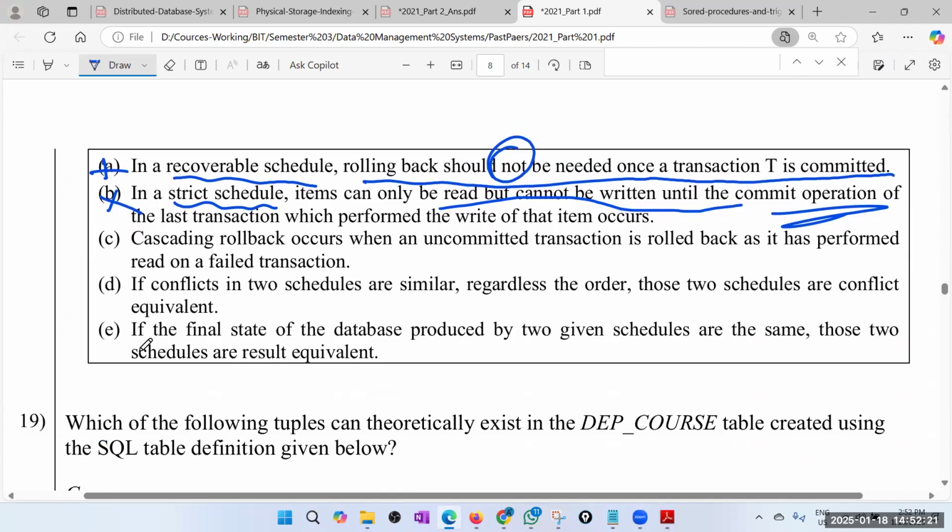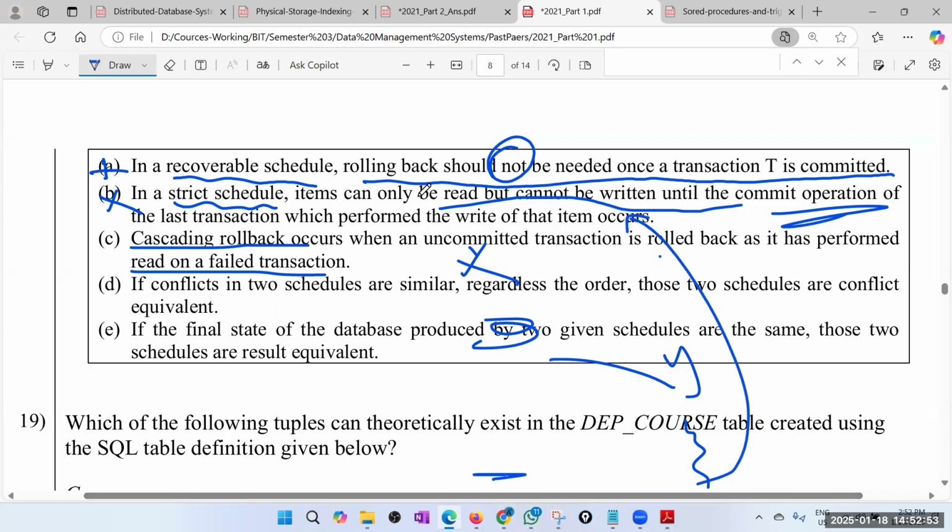C. Cascade rollback occurs when an uncommitted transaction is rolled back as it had performed read on a failed transaction. Yes. So since you have done a dirty read and that transaction has now rolled back, now you also need to roll back. So that is called cascade rollback. X has written some value, Y read that value, and while you are proceeding, you found that this transaction has rolled back. Now you can't proceed with your transaction. Your transaction must also be rolled back. So that is called cascade rollback. So that is correct.